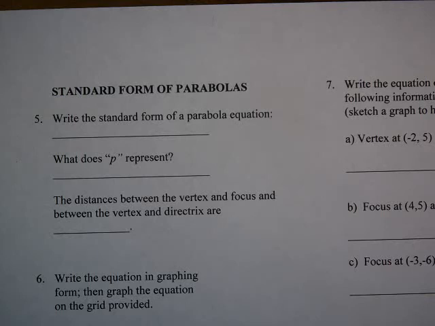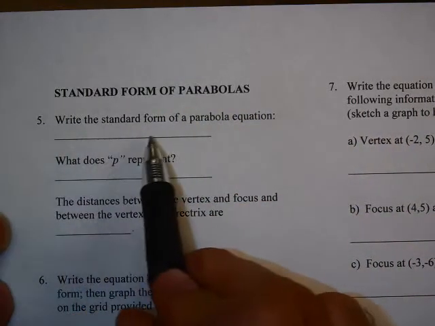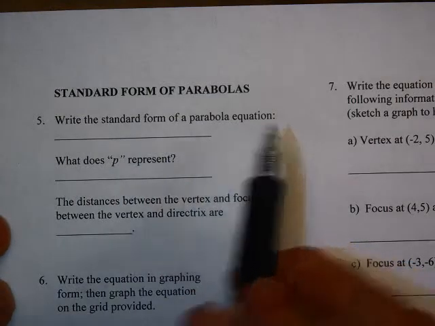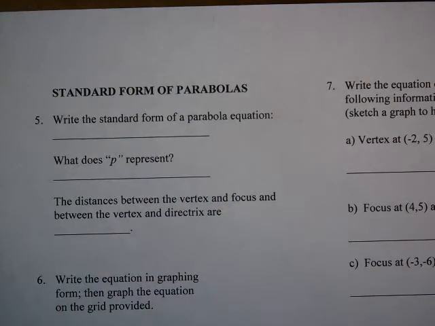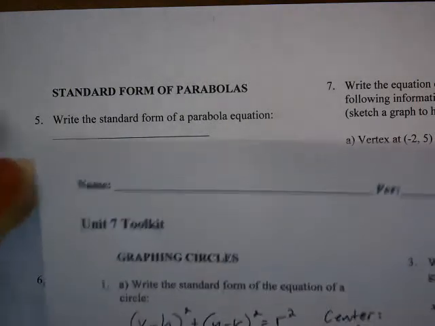This is our Unit 7 toolkit. I'm going to look at all the problems on the parabolas, which is 5, 6, 7, and 8. Number 5, write the standard form of a parabola equation. Now, this is not your circle equation that we did in the first video.